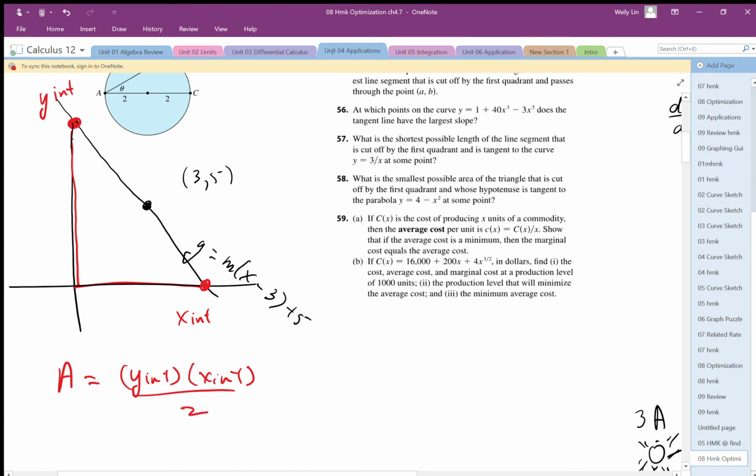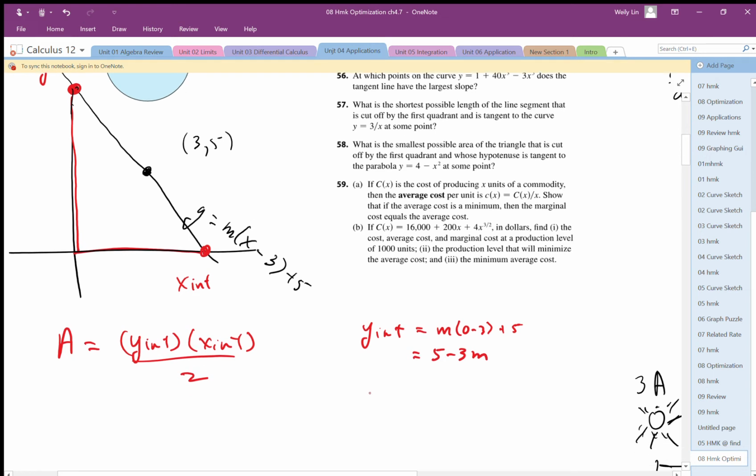Okay, so how do we find the y-intercept? Essentially, what is the problem? I need to solve for the slope. What slope will give us the least area? And I can find the y-intercept by just plugging in x is 0 into my line equation. There's my equation here. So I get m times (0 minus 3) plus 5. So my y-intercept becomes negative 3m plus 5.